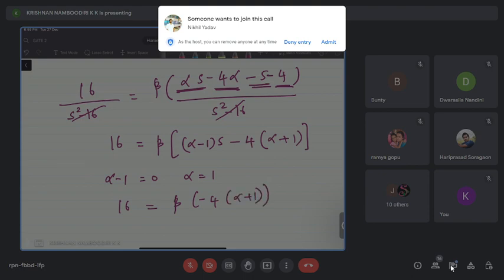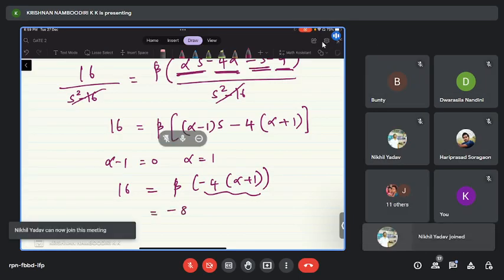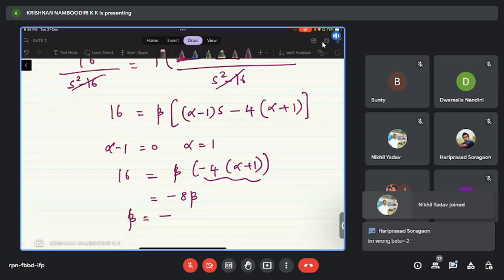So alpha equal to 1 means this is equal to minus 4 into 2, which is equal to minus 8, and this is equal to minus 8 beta. So beta equal to minus 2.